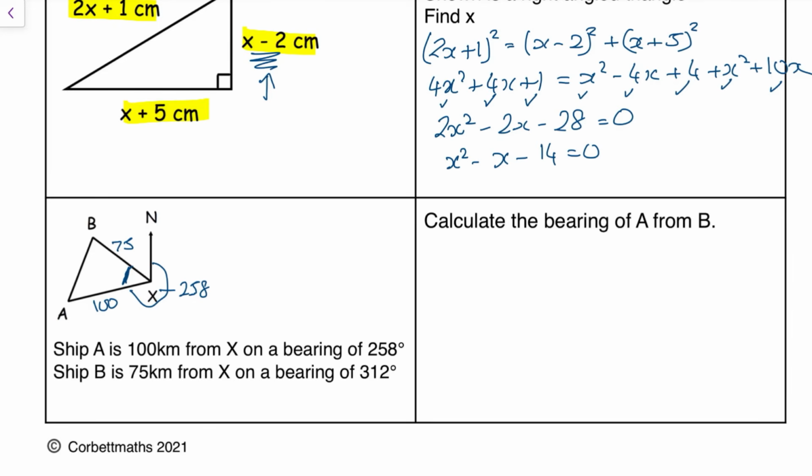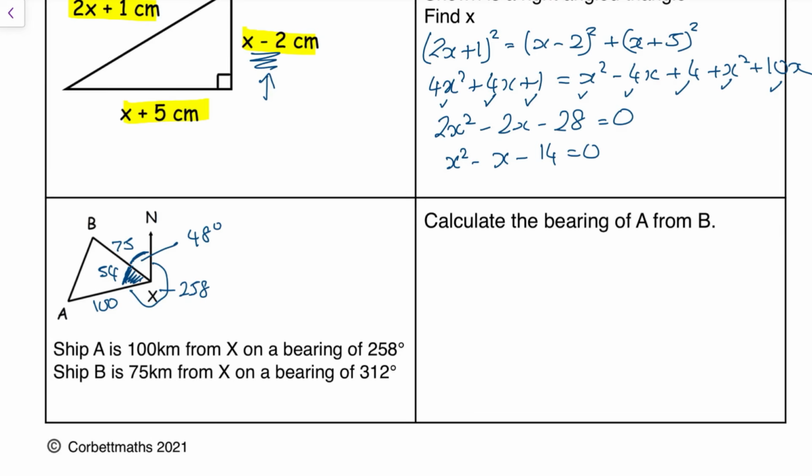Which means that this angle here is going to be 312 minus 258, which is 54 degrees. And I need that one because that's inside the triangle. I'm also, just because I think I might need it, going to work out this angle here, and that's going to be 360 minus 312, which is 48. Now, what does it actually want me to do? Calculate the bearing of A from B.